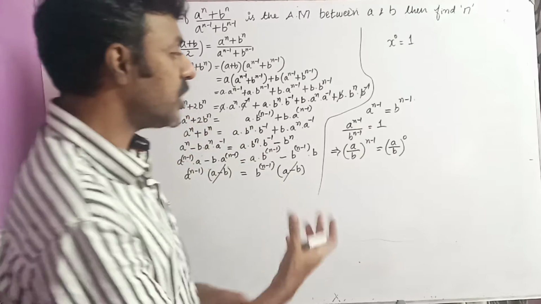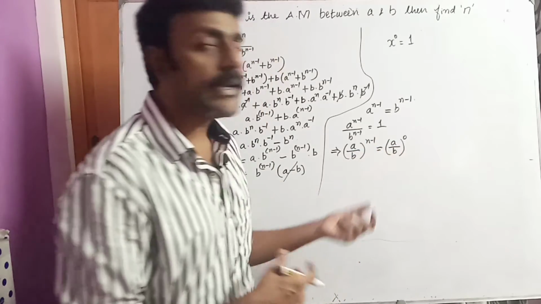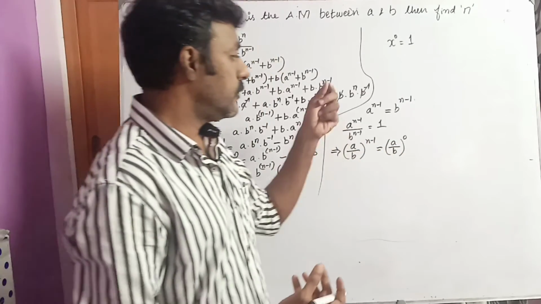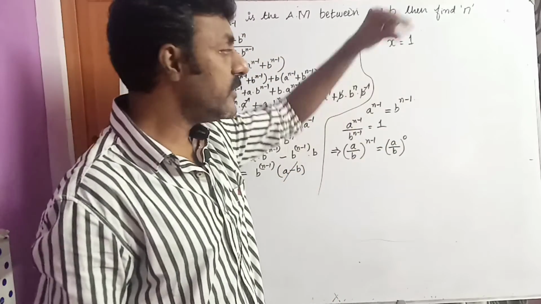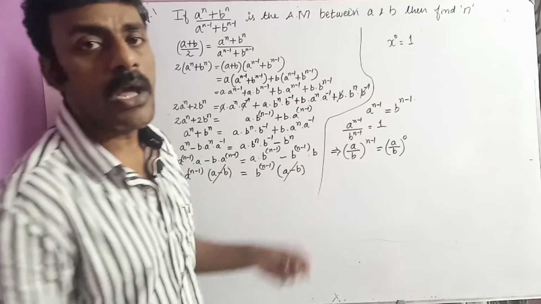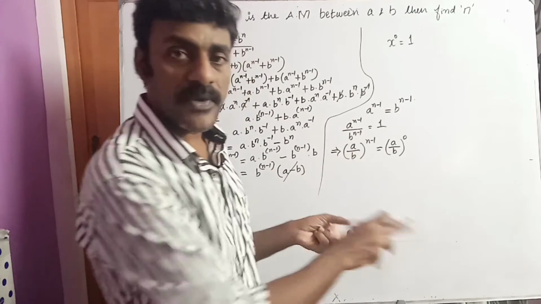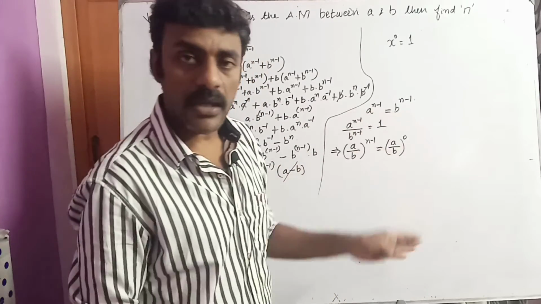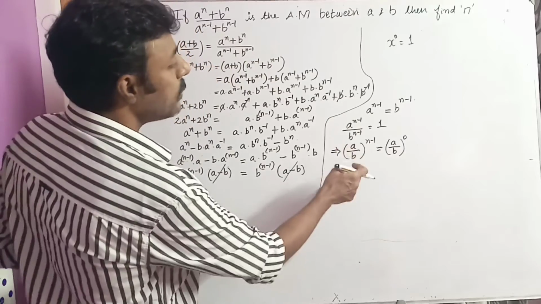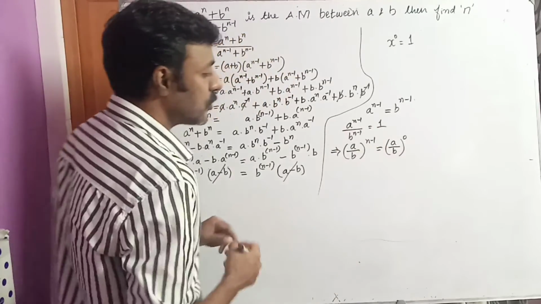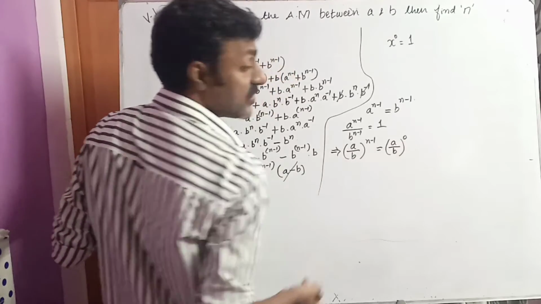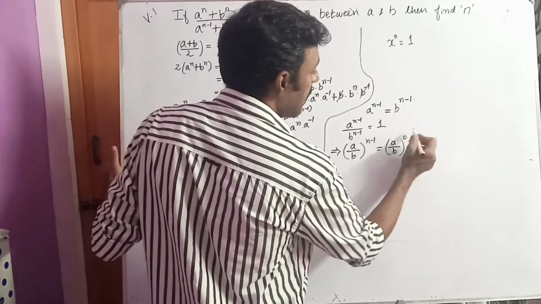We should make sure that if we write an expression, the value of the previous term or the previous result should not get affected by the new expression which we are framing in the next step. So a by b whole to the power n minus 1 is equal to a by b whole to the power 0. So I have a by b as common. The only thing is the power is different.